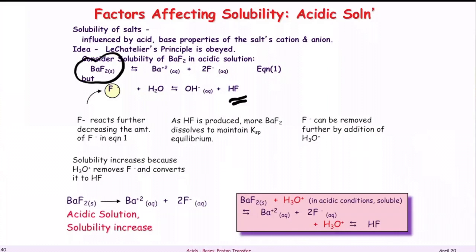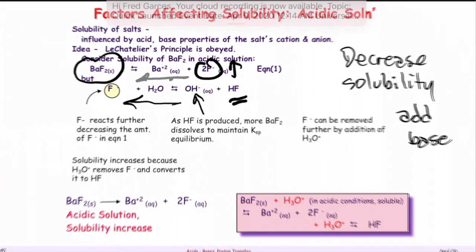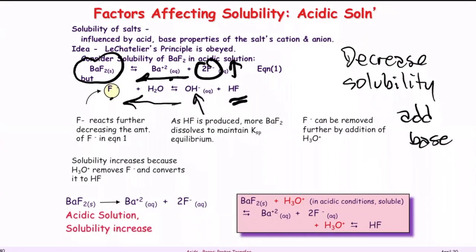On the other hand, if you don't want to increase the solubility, you want to decrease the solubility, that is, you don't want it to dissolve further, instead of adding acid, what you want to do is add base. Because what base will do is load up the hydroxide. By adding more hydroxide, the equilibrium shifts to the left. Then the fluoride in the first reaction increases. It causes the equilibrium to shift to the left and therefore decreases the solubility.